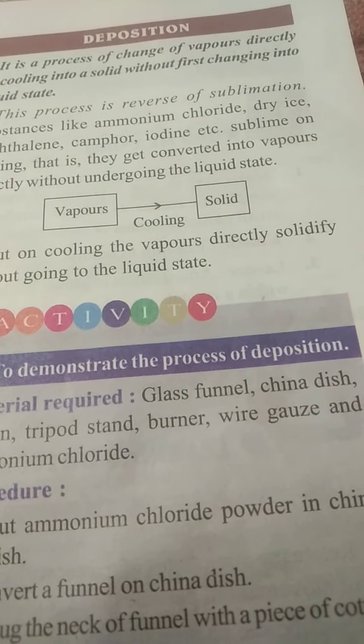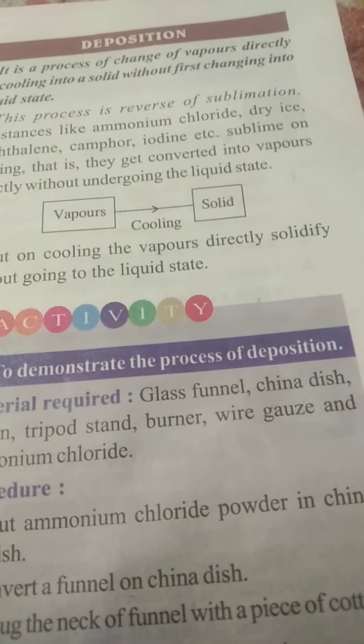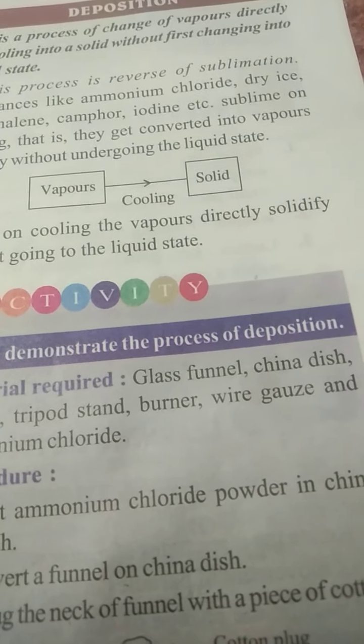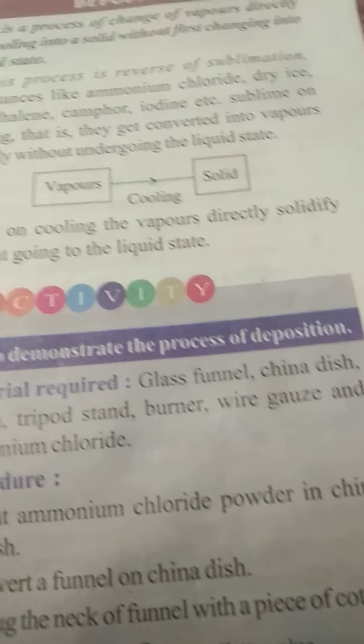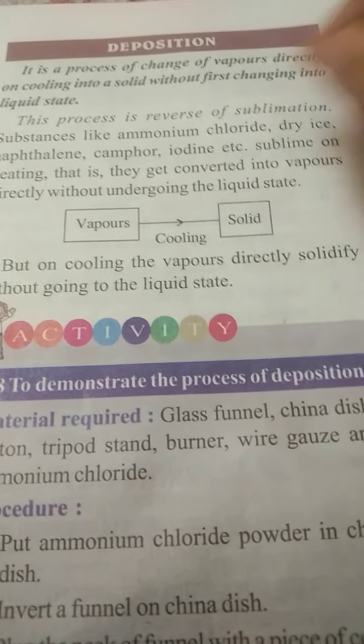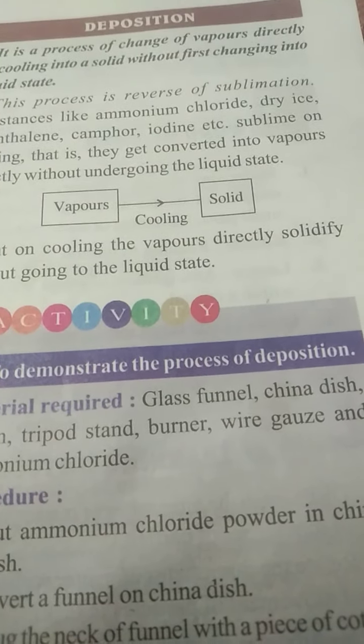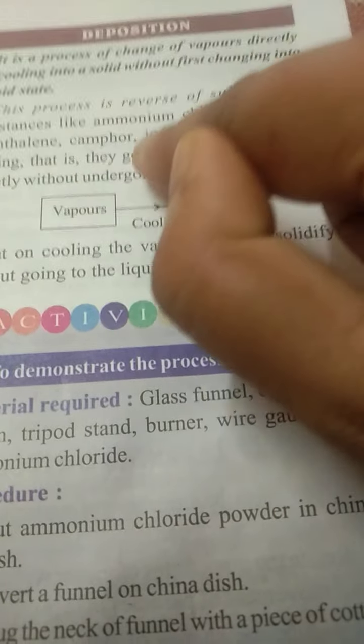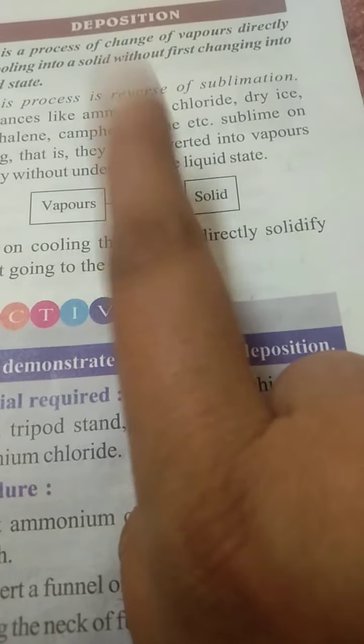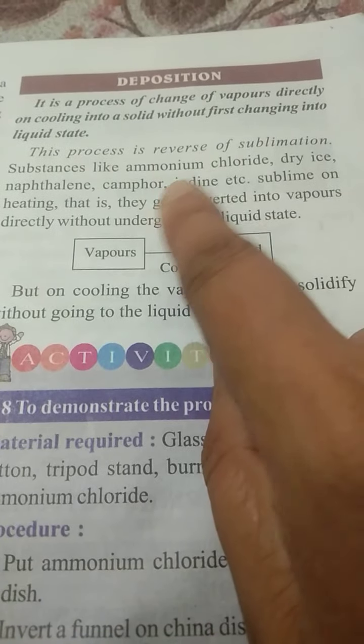Solid, liquid and gas, these are the three states. First is solid, then it changes to liquid, then into vapor. In deposition it is vice versa: vapor, liquid and then solid. Here you see the middle part, the liquid part, is missing. Vapor directly changing into solid while cooling is called deposition.